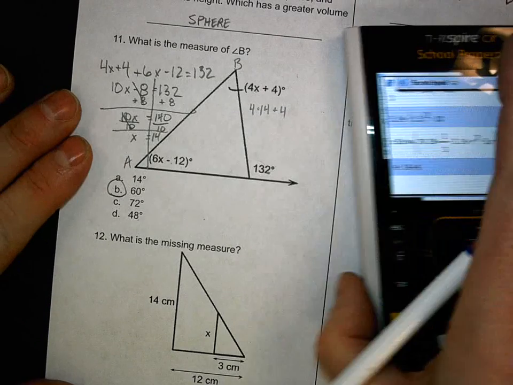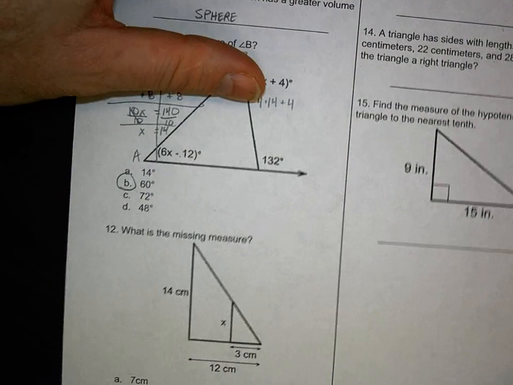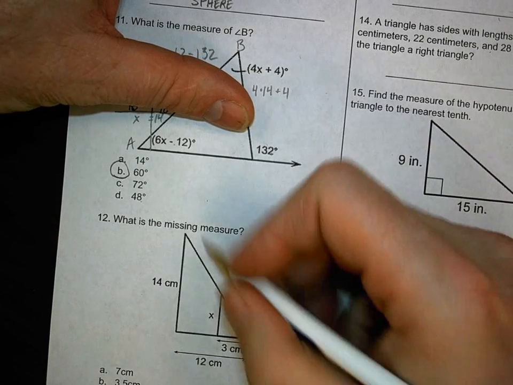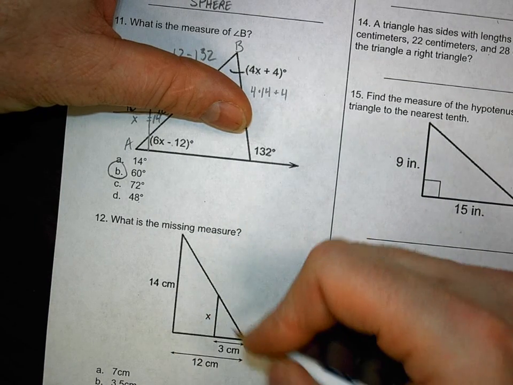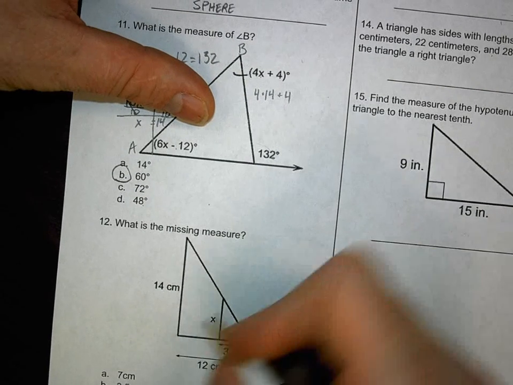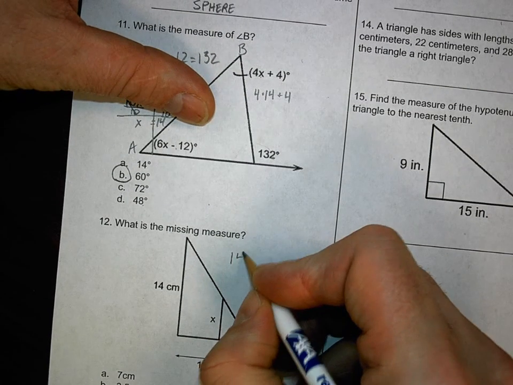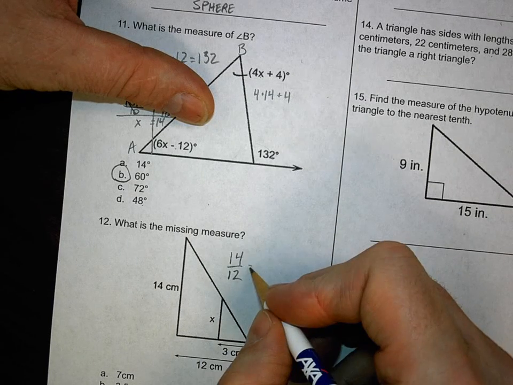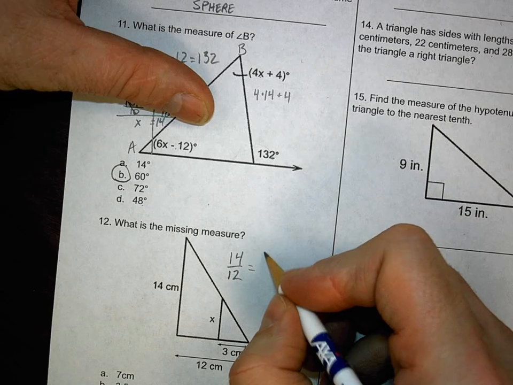Alright, let's look at this one. What is the missing measure? Now we've got two similar triangles because they share the same angles. Remember, they share two common angles and they're the same triangle. This is a ratio question, so this one is 14 high over 12 long, and that would equal x high over 3 long.